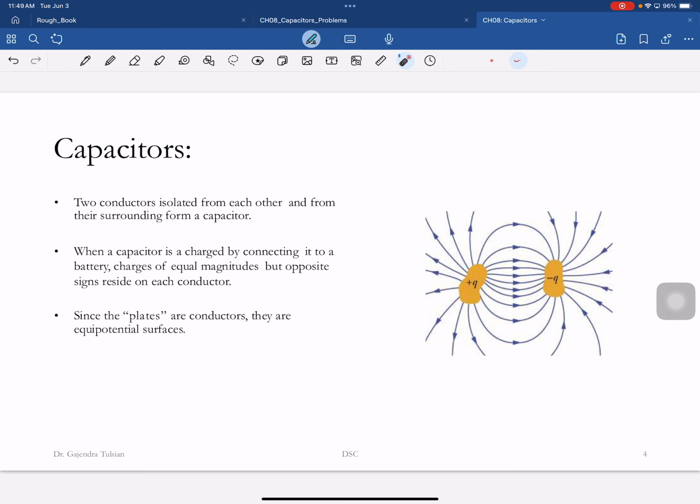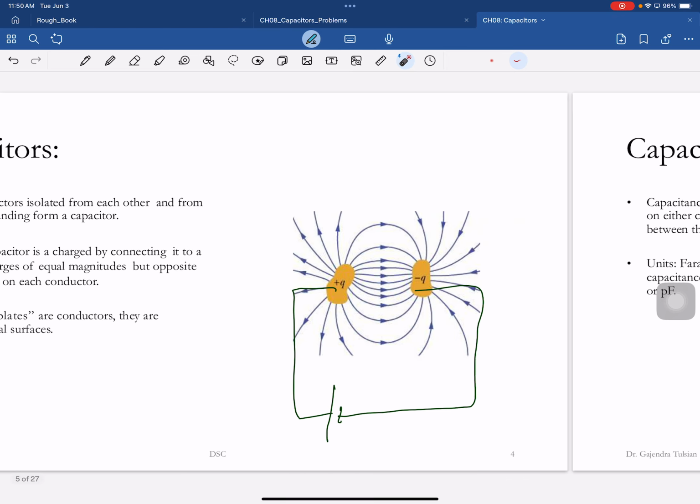How do you know which piece of metal loses electrons? So this is the negative terminal of the battery, and electrons move. So any 2 conductors can make a capacitor. So when you charge the capacitor, you move energy from here to there.